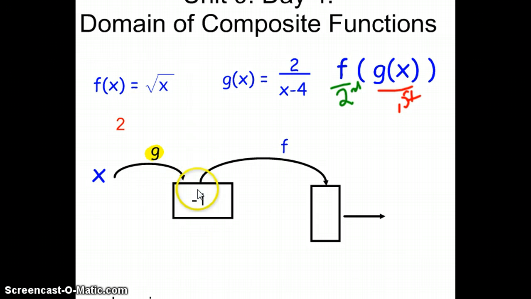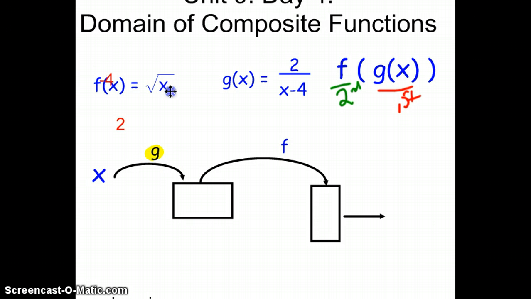But wait, I can't plug -1 into F, because if I plug -1 into F, I'll get an error because F doesn't accept -1s. In fact, I can't plug any negative number into F. Well, what does that mean? That means I have to make sure that all the numbers that I plug into F are not negative. Well, in order to make sure that all the numbers that I plug into F are not negative, I need to make sure that G never gives me a negative number.